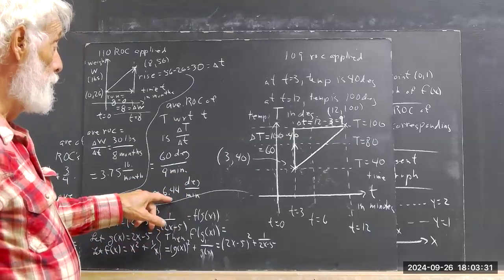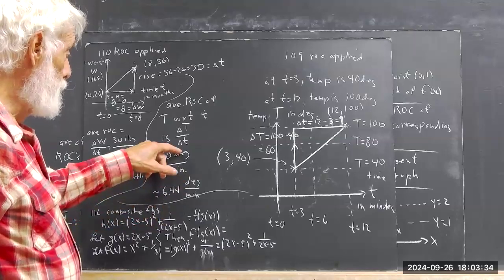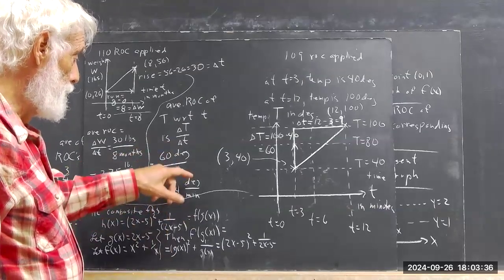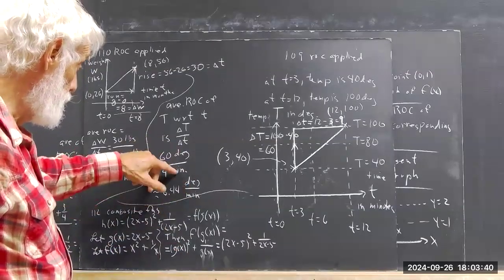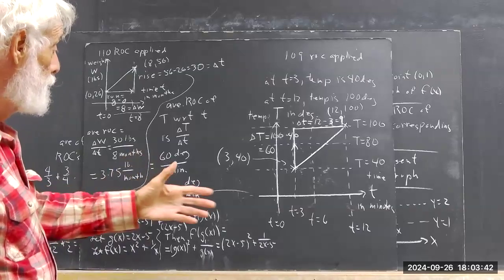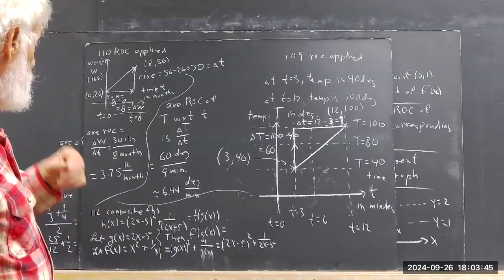I don't want to see just 6.44. I want to see the degrees here and the minutes here. And I want to see the degrees here and the minutes here. They're divided here, just like they're divided here. It means degrees per minute. Okay.